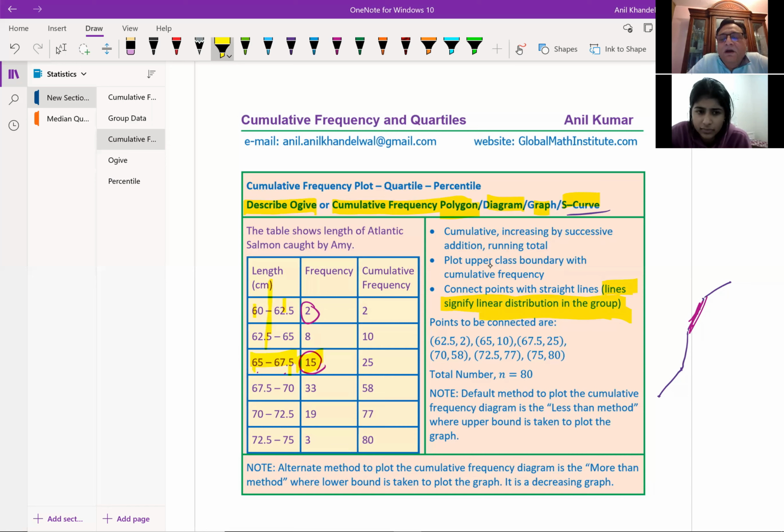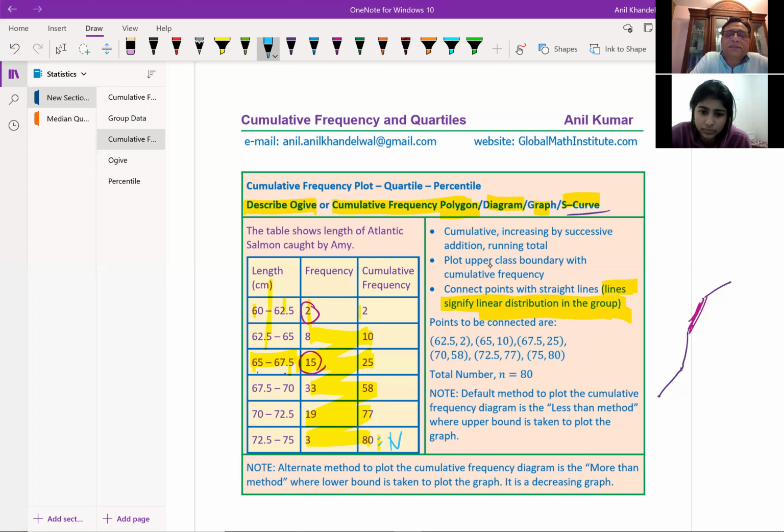So basically, let's consider the points. First, we'll make a cumulative frequency chart, that is increasing total, right? So 2, and 2 plus 8 is 10, 10 plus 15, 25. So I made a cumulative chart, and here we get the value of n, which is 80. So the total number of fish in this case were 80, and they are distributed in these intervals as shown in the diagram.